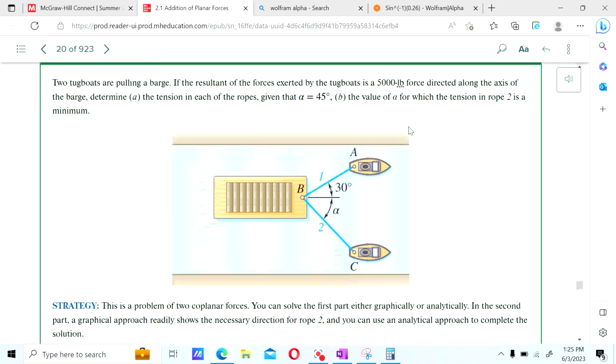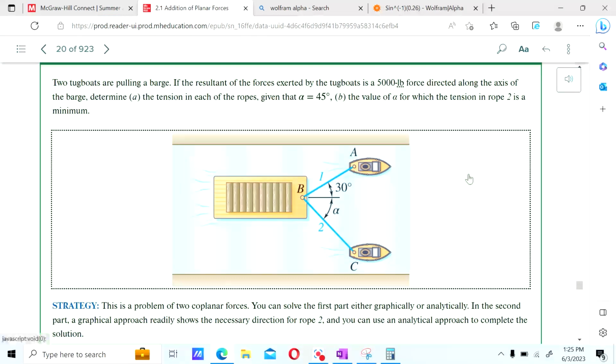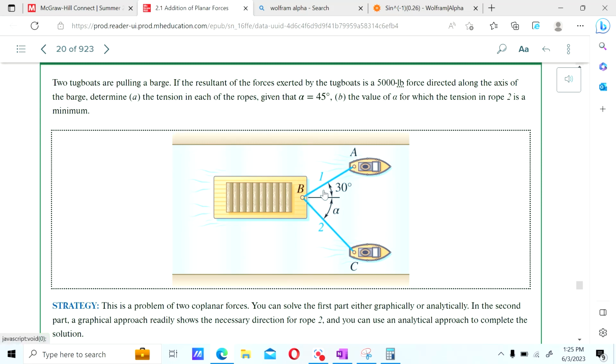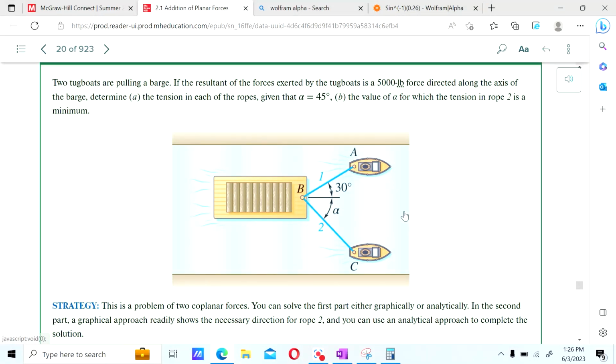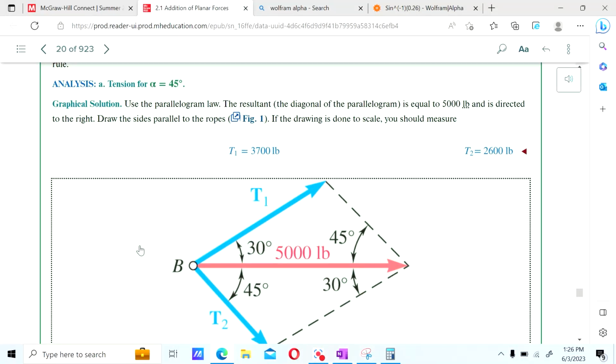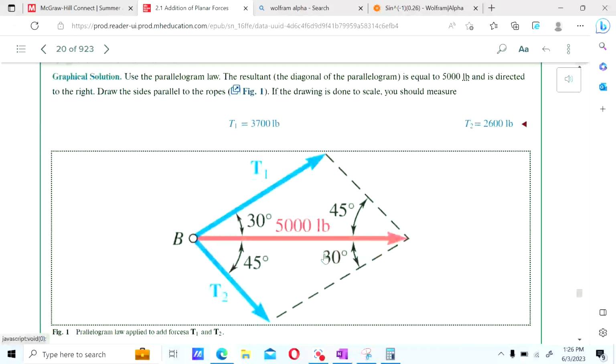There's another question: the value of alpha for which the tension in rope 2 is a minimum. This type of question is pretty interesting because we have to minimize the value of alpha. We already know how to do this part. You should be able to create a geometry where you move vector 2 to point A and move vector 1 to point C. And when you close it, it will be a resultant right there. Let's see, they actually try to solve it. Yeah, there you go. So you know the angles and you know the resultant.